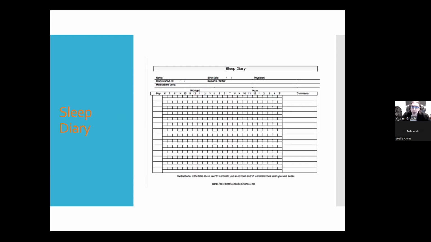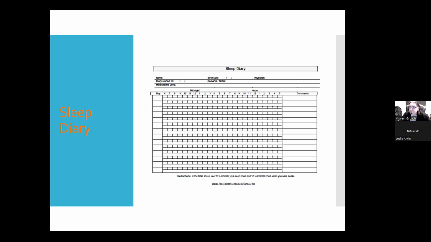This is a version of the sleep diary that I use. It's from, if you look at the fine print at the bottom, freeprintablemedicalforms.com. I love this, and I'm not going to go through the whole thing in the interest of time, but on the left-hand side, you'll see where it says day, that column, there's 14 spots, so it's 2 weeks. The day starts at 6 p.m. and goes to midnight, 6 a.m., noon, and 5 p.m.